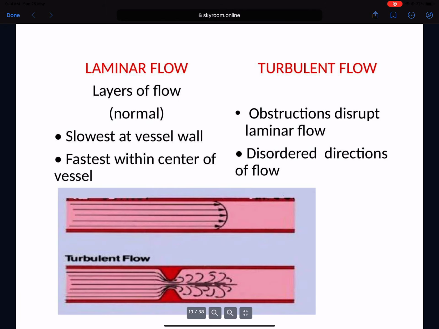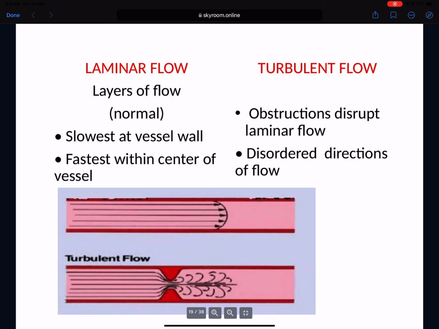And very important, slide number 19. By using real time, you can identify two important blood flows in our body. The first flow is called laminar. Laminar means normal blood flow inside the vessels.